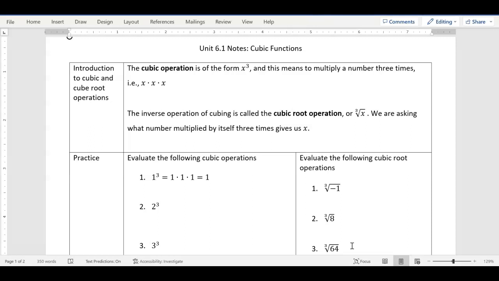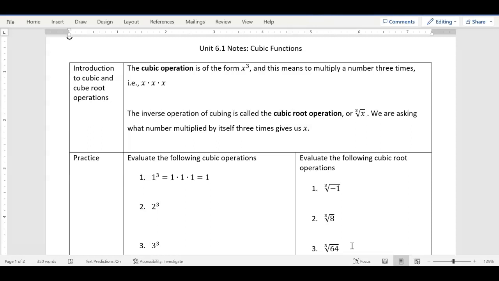Now, this means to multiply a number 3 times. The most common error: people think cubic means times 3. It doesn't mean times 3, it means times itself and times itself. So you're multiplying the same number times itself 3 times, not just times the number 3. When I say 2 cubed, I mean 2 times 2 times 2. That's not the same thing as 2 times 3.